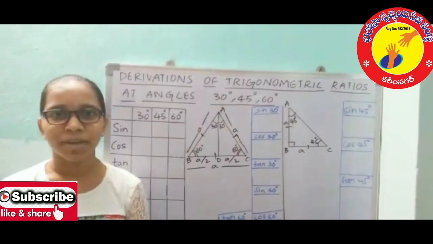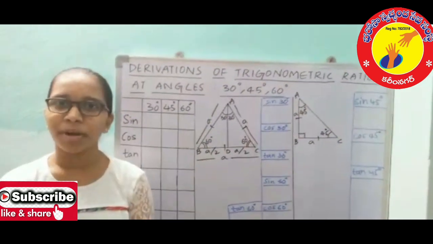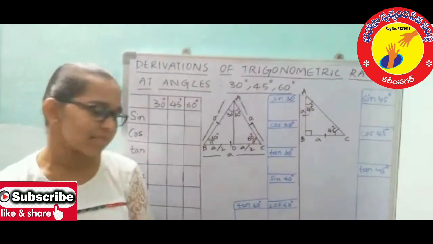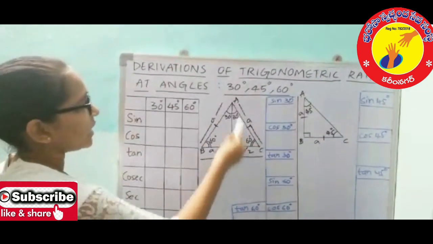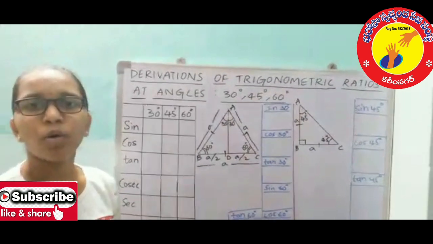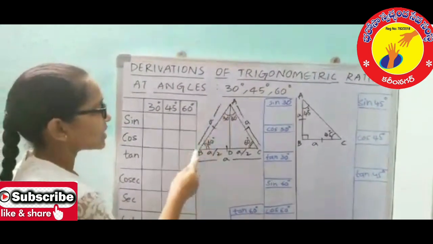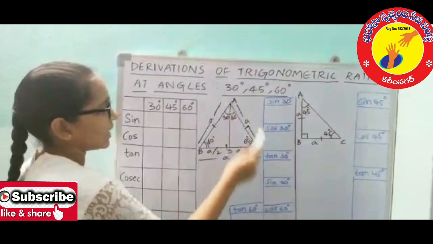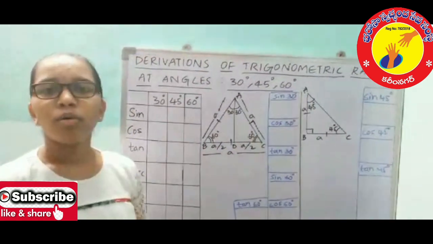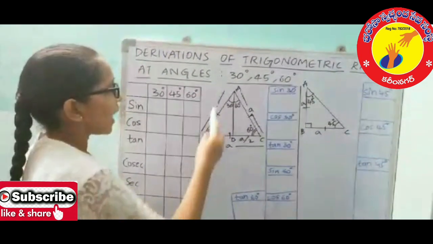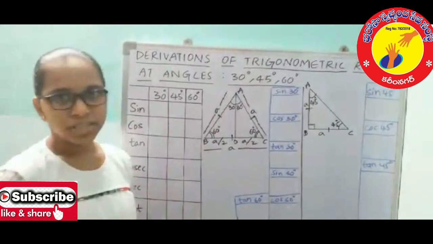Now I am going to explain the derivation of trigonometric ratios at angles 30 degrees, 45 degrees and 60 degrees. First, I have taken an equilateral triangle. As we all know, all sides of an equilateral triangle are equal to each other. So AB is equal to A, BC is equal to A and AC is equal to A. As we all know, the angles of an equilateral triangle are equal to 60 degrees. So angle ABC is equal to 60 degrees.